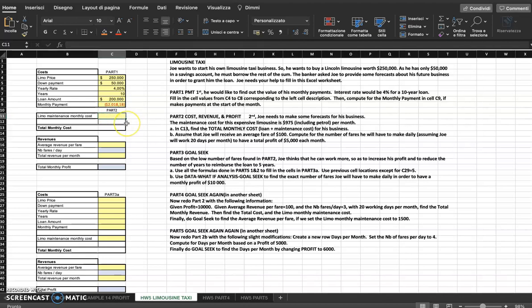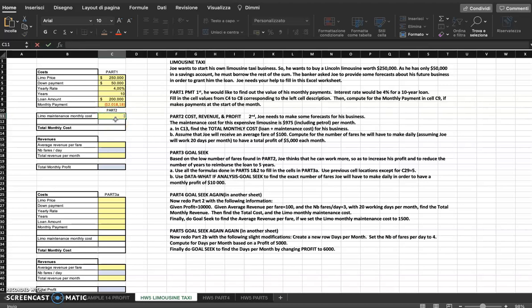Then we have to do the limo maintenance monthly cost. So this is part 2. Let's see what it's going to ask us. Part 2, cost revenue. John needs to make some forecast for his business. Okay, so the limo maintenance monthly cost, as stated here, is about $975.